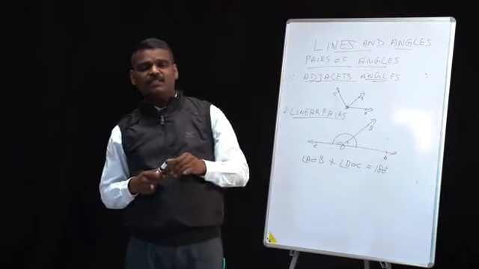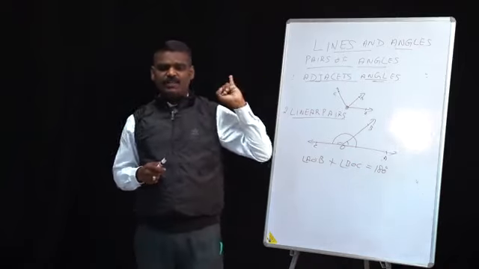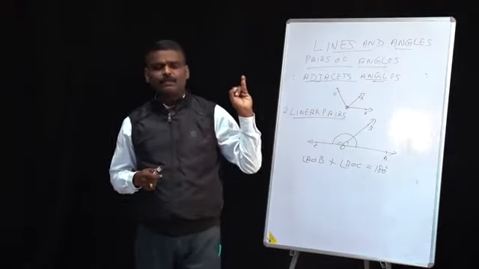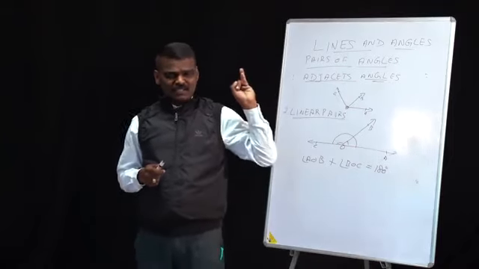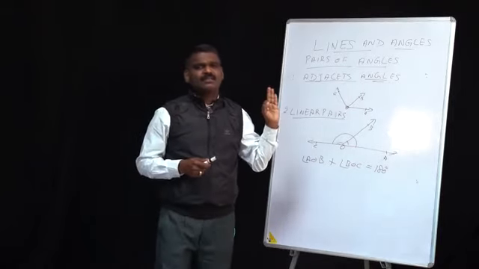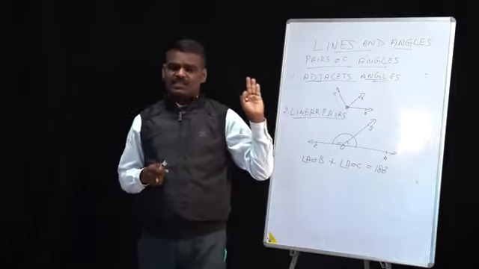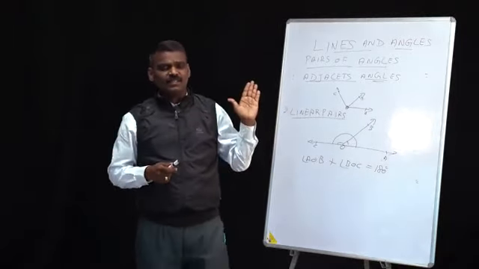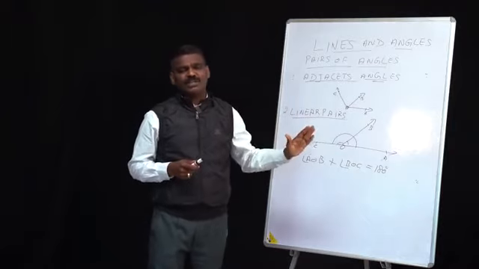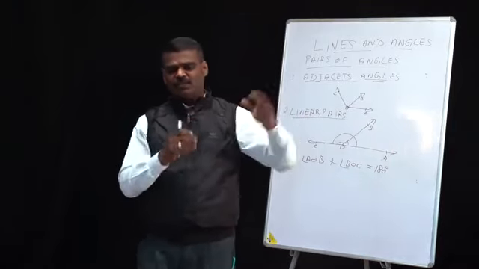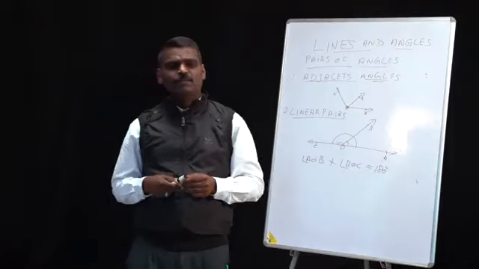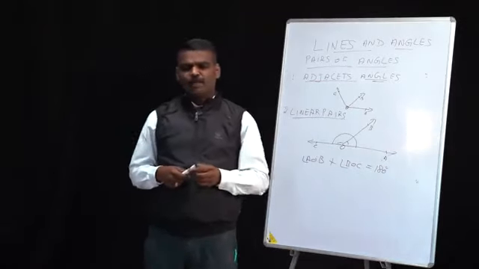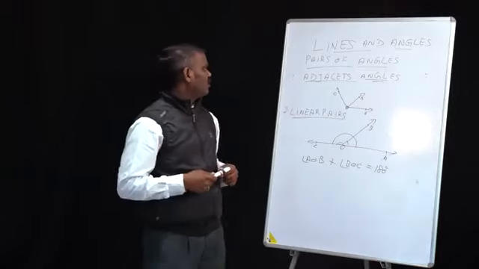What is the first angle? Acute angle, right? Then obtuse angle, then right angle, then straight angle, then reflex angle, then complete angle. Right? You learned that much. Then what do you learn? Pairs of angles. What are those?